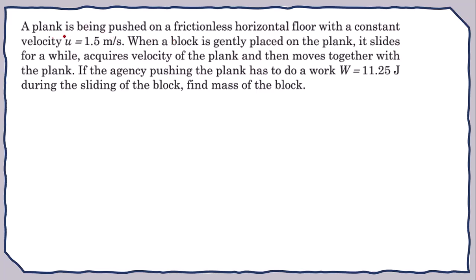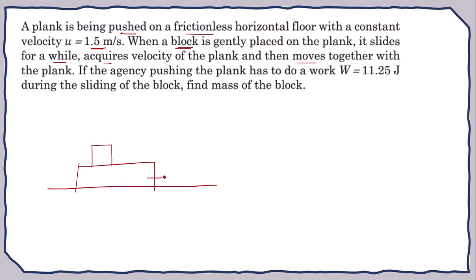So there is a plank which is being pushed on a frictionless horizontal floor with a constant velocity of u equals 1.5 meter per second. There is another block which is gently placed on the plank and slides for a while, acquires the velocity of the plank and then moves together with the plank. That means there is a frictionless floor. On that floor, there is a plank resting and I am putting another block on that particular plank.